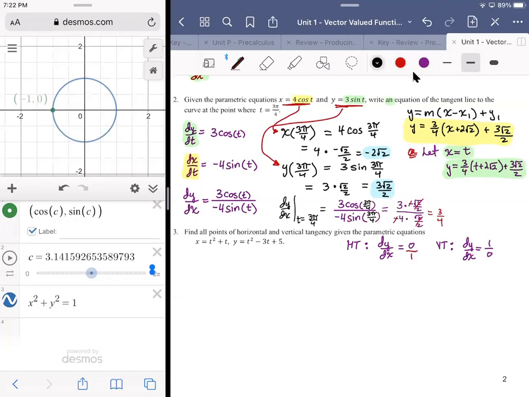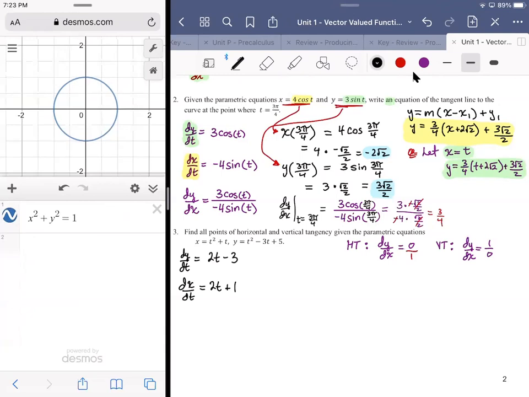So what does that mean? We've got to find our derivatives again. So dy/dt: nice power relation, so that's not bad. 2t minus 3. dx/dt, 2t plus 1. Let me clean up my Desmos and get those in, because we're going to need dy/dx, which is the ratio of these two things: 2t minus 3 over 2t plus 1.